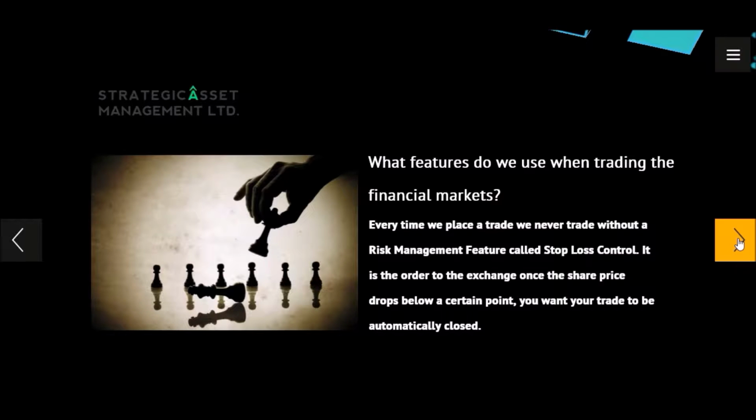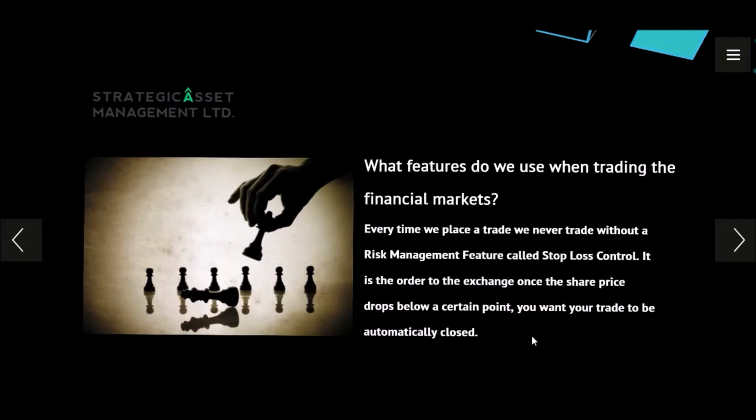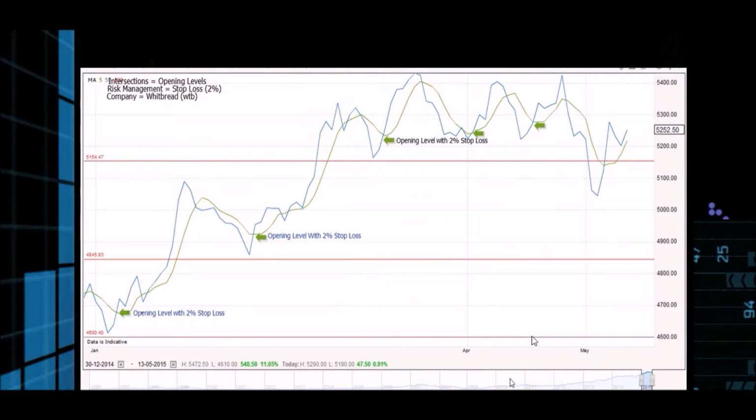Now, a lot of people wonder what risk management features can be applied when you trade in the financial markets. Well, I'm going to talk about a very basic risk management feature, and it is the most used one as well. It is called stop loss control. That's what we use when we place any trades in the markets. Stop loss control is an order to the exchange. Once the share price drops below a certain point, you want your trade to be automatically stopped out.